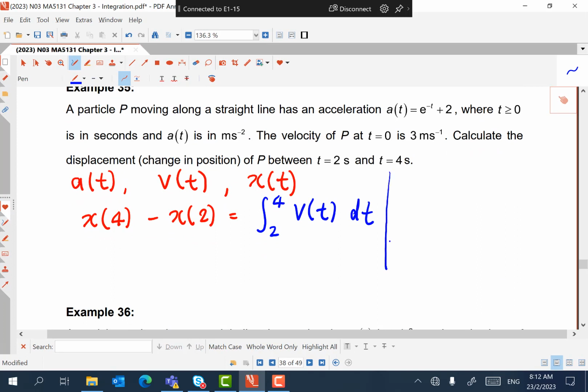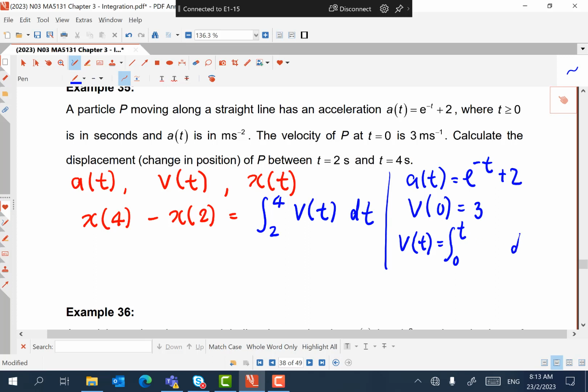Let's do it here. We know the acceleration and we know the velocity at time t equals 0. So v(0) is equal to 3. To find the v(t), we can do it like this. I'm going to write something, and I hope that people object.